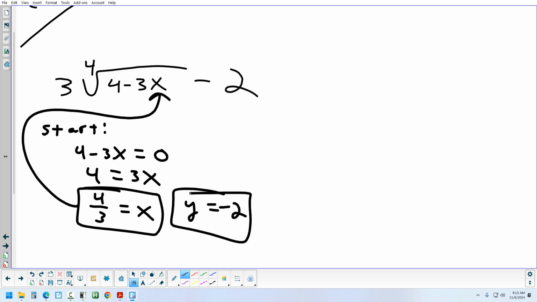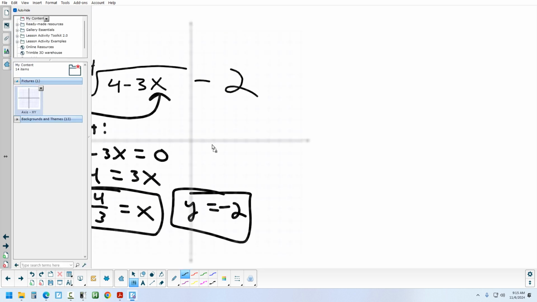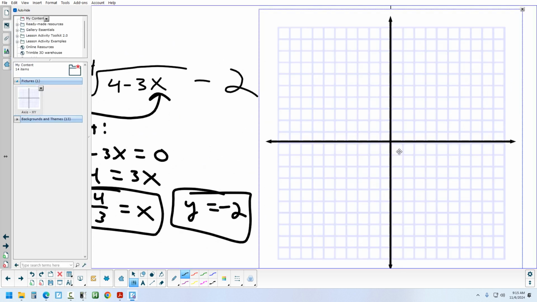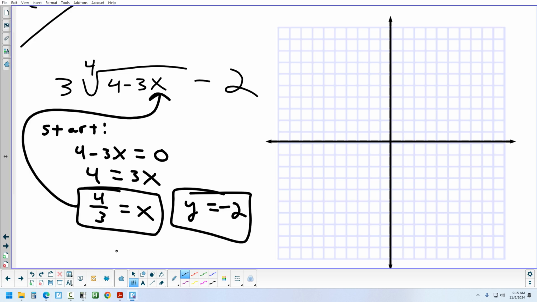Okay. So let's get a graph. And see what we can do. So 4/3, that's 1 1/3. So we're going to go right 1 1/3, down 2. Now we only have to check x values in one direction because we said that's a start point. Let's try values that are bigger. Let's try like 10. Okay, that's definitely a bigger value.